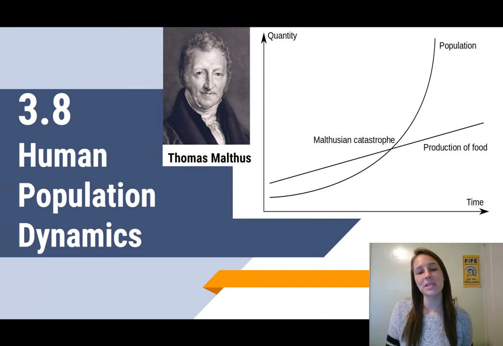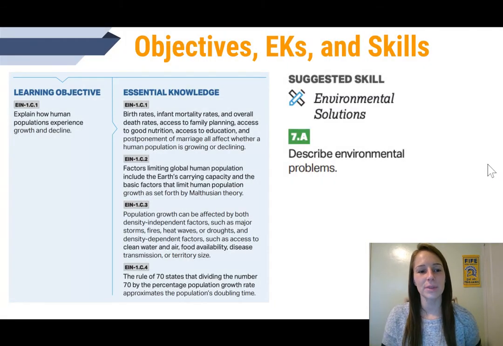Everybody. Today we're going to be talking about section 3.8, which is on human population dynamics. And I'm going to talk about a theory introduced by an English economist from the late 1700s named Thomas Malthus. So that's why I have a picture of this guy on the beginning slide, but I'll explain his theory in a second here. First of all, we're going to start out with the learning objective.